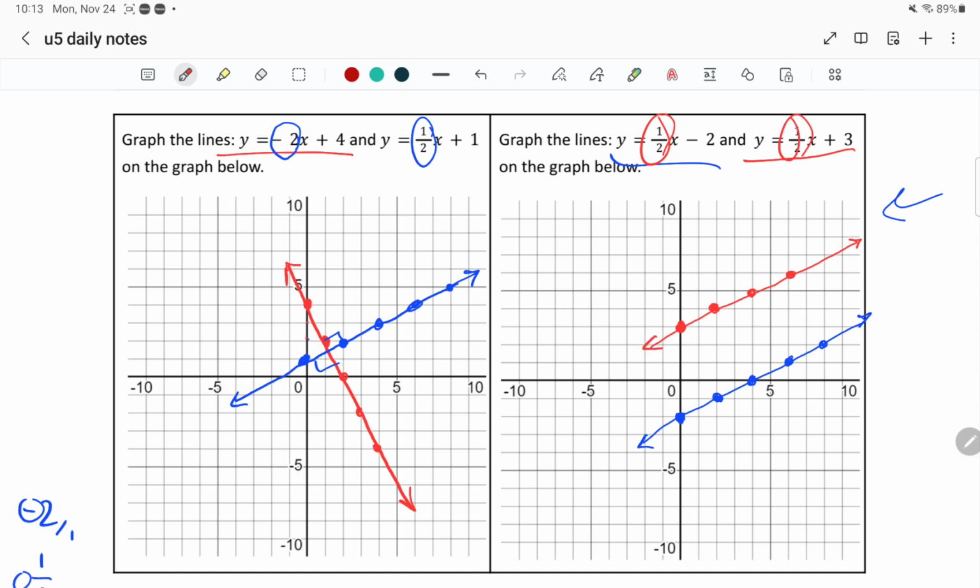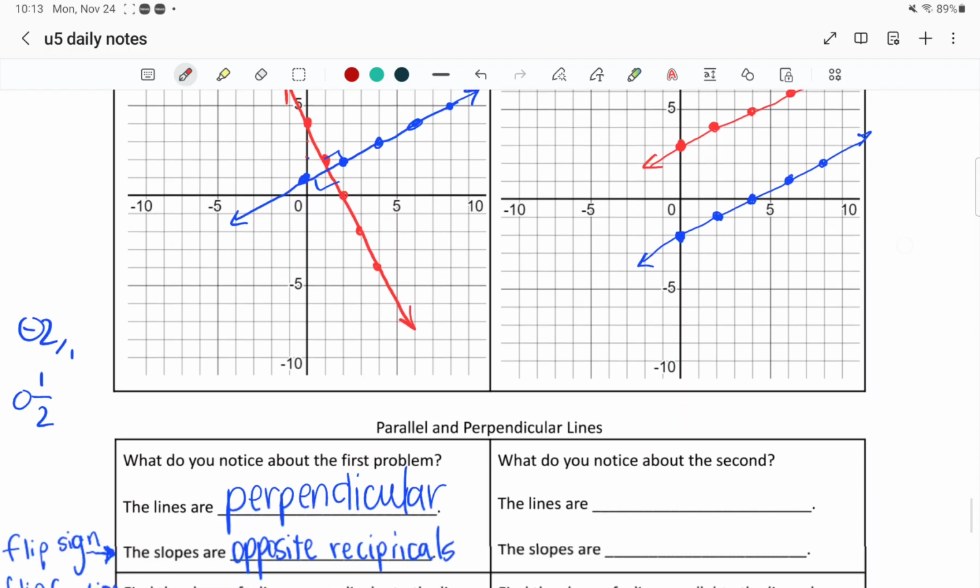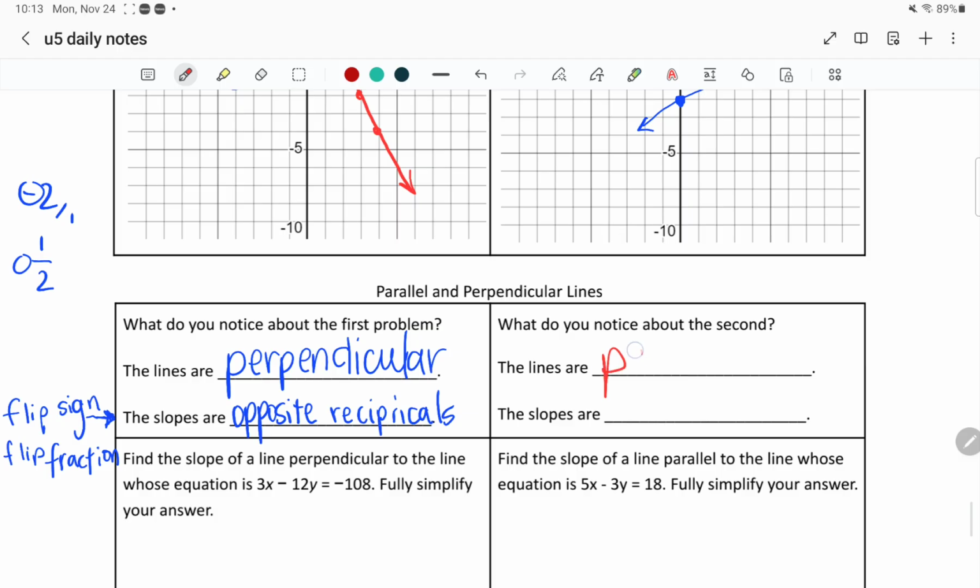So when they are perpendicular, they cross at a perfect 90-degree angle. When they are parallel, they never cross at all. These lines are parallel. And the slopes are the same. They were both 1/2. So when I have parallel lines, then we're not going to change the slope at all. It stays the same. But when we have a perpendicular line, we're going to flip it around.